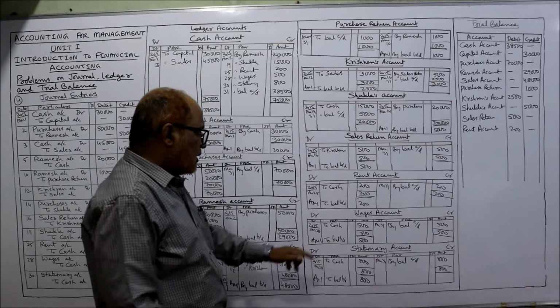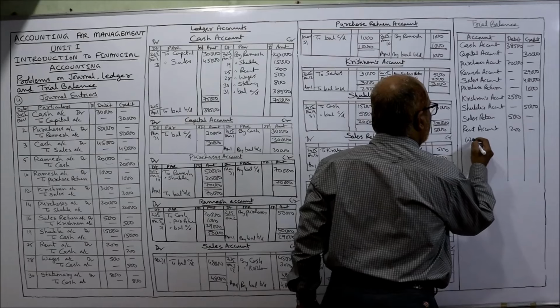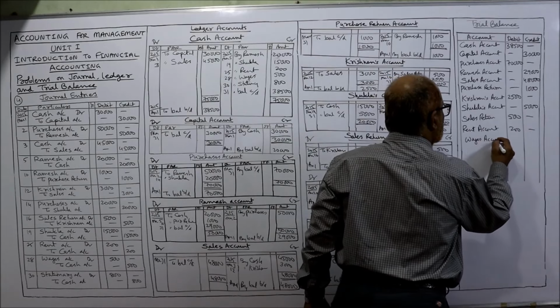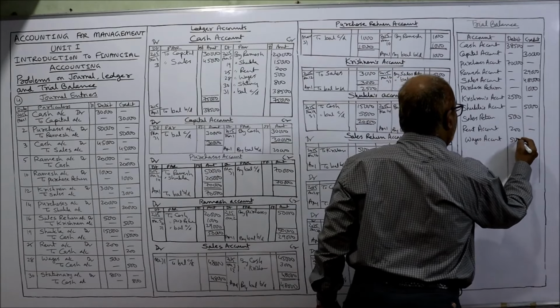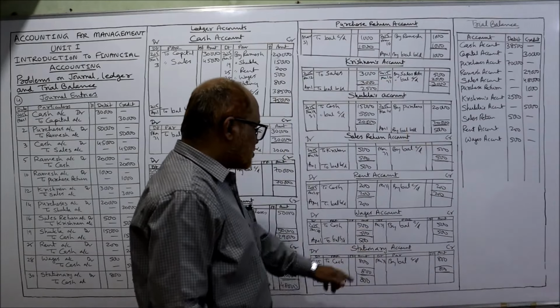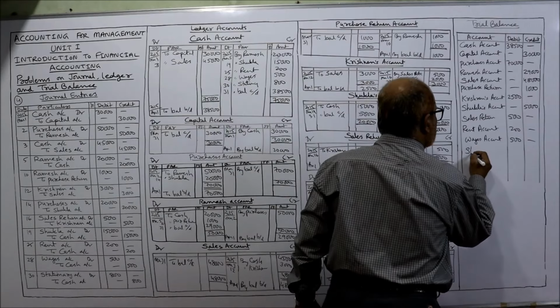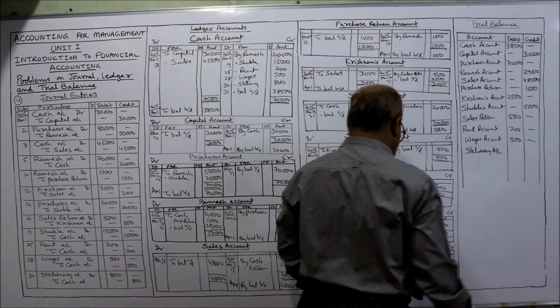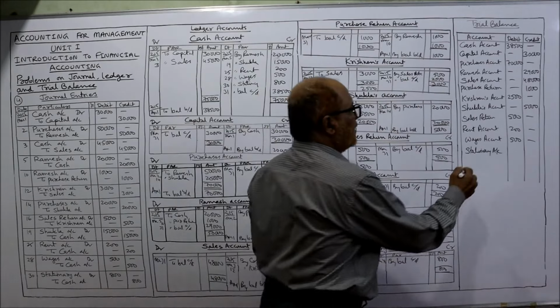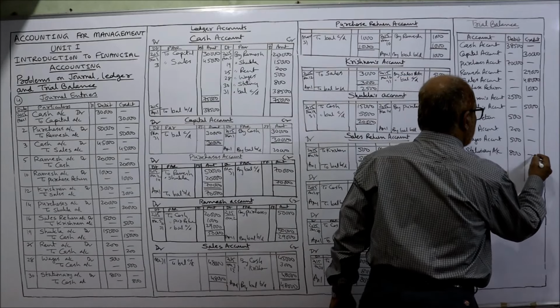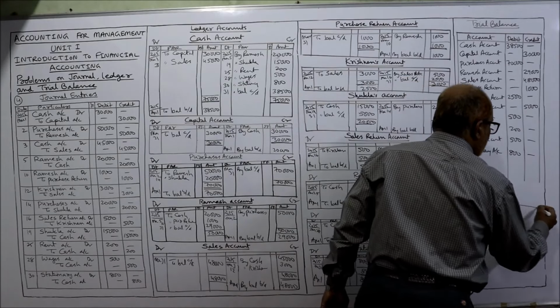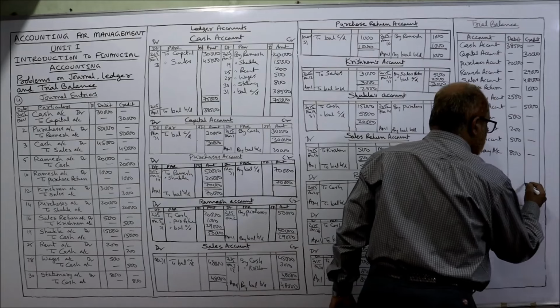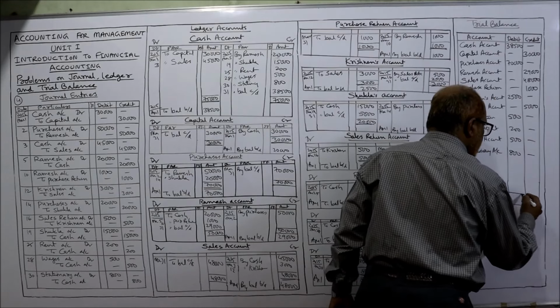Then wages account, debit side 500. Wages account is showing a debit balance of 500. Last one, stationery account. This is the last one. Stationery account is showing a debit balance of 800. That's all. We have taken all the account balances, the brought down balances.